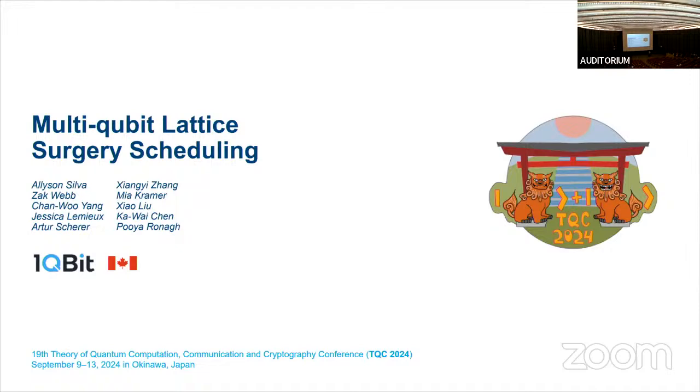So, hi, everyone. My name is Allyson Silva. I'm a full-time scientist with a background in operations research, working at Multi-qubit, which is a quantum computing software company based in Canada, where this research was developed with a multidisciplinary team of quantum researchers and software developers. Today, I'm going to present our paper titled Multi-qubit lattice surgery scheduling. I will begin with a short summary of our work, and I will detail the research that we conducted, culminating in the key takeaways derived from our observations.